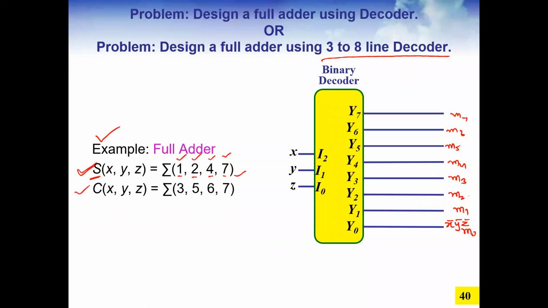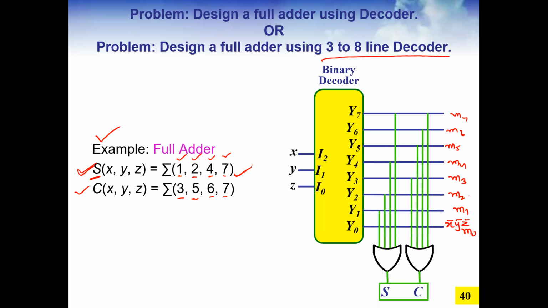Similarly, for C, the value in the truth table will be high if the input value is 3 or 5 or 6 or 7. Do you get my point? Yes. Okay. So in order to design this, it's so simple. Just use an OR gate at the output of the decoder and connect these minterms to that OR gate. See now.